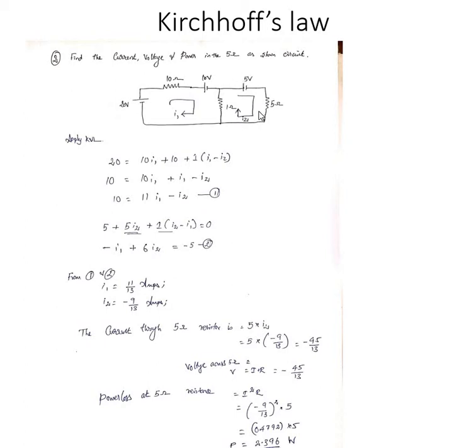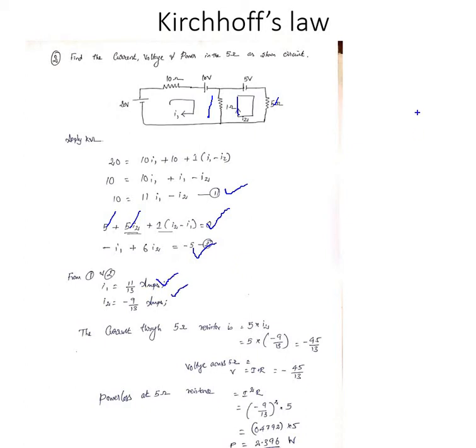Similarly, I go to loop number 2. In my loop number 2, I enter at the plus 5. So 5, and 5 I2, and 1 into I2, 1 into open the bracket I2, and this opposite side. Opposite means minus I2 minus I1. That's all. Simplify, and you will get equation number 2. So equation number 1 and equation number 2, then you will get I1 and I2.